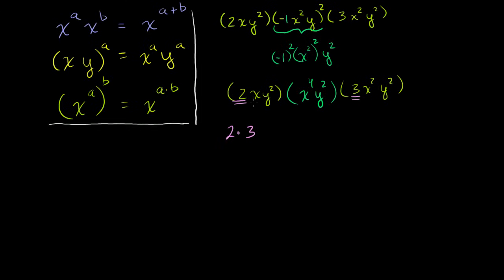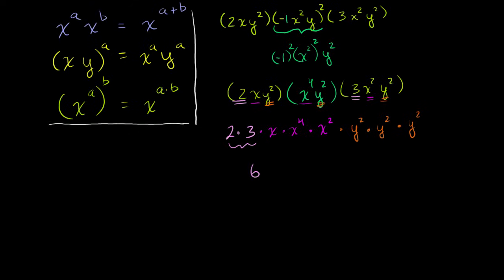Then I have times x times x to the fourth times x squared times x squared. And then I have to worry about the y terms: times y squared times y squared times another y squared times another y squared times another y squared. And now what are these equal to? Well, 2 times 3, you knew how to do that. That's equal to 6.